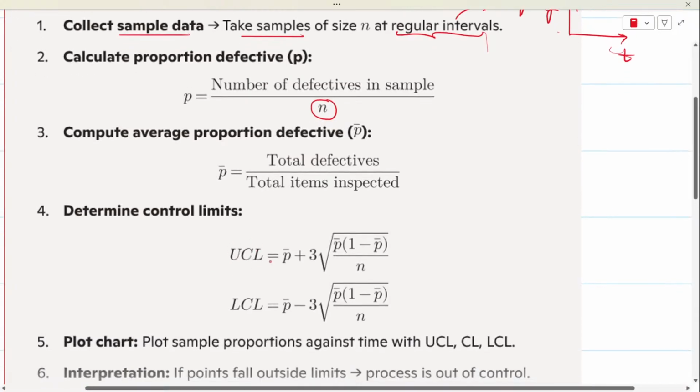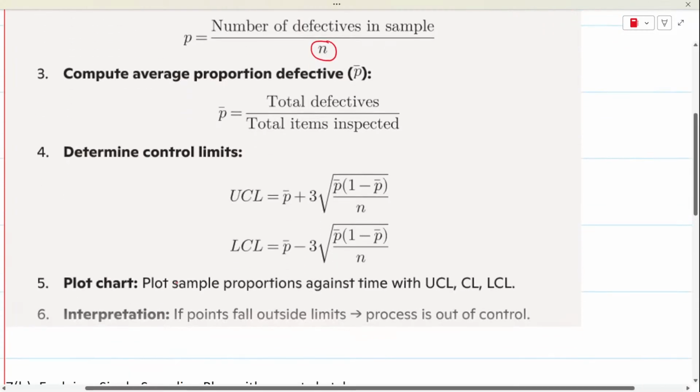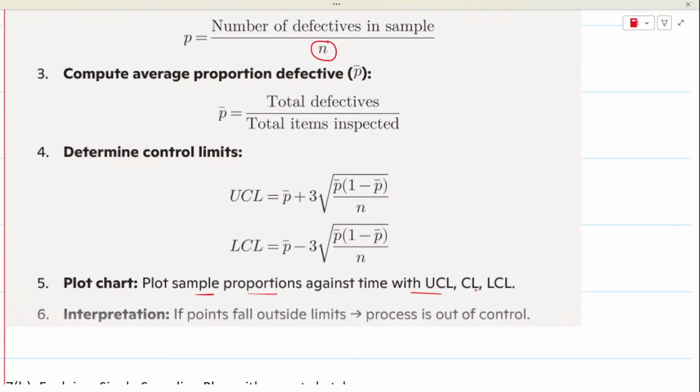Control limits are the upper control limit and lower control limit, that is P bar plus 3 times root over P bar into 1 minus P bar divided by n. And similarly for the lower limit, it has to be subtracted. Next is to plot the sample proportion against the time with upper control limit and lower control limit, and understand the variability occurring in the process, and then later on predict the stability of the process.